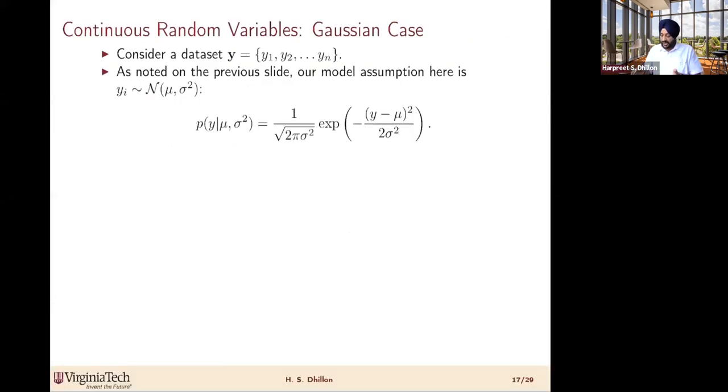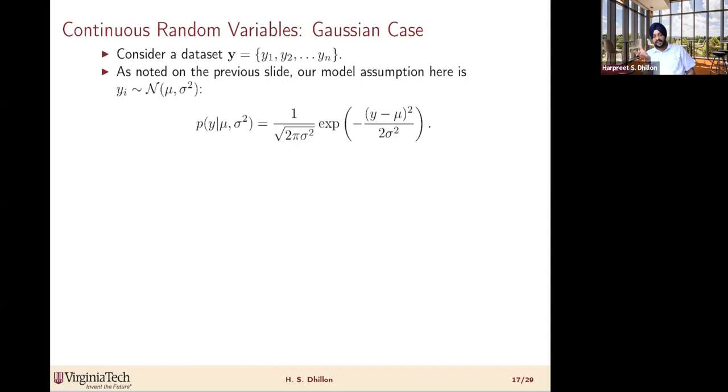So let's quickly move on to the continuous case, just pretty much for completeness, because we'll be using that very soon. Here, as opposed to the discrete case, where we were using a coin toss or Bernoulli, we will be using the Gaussian as an example.